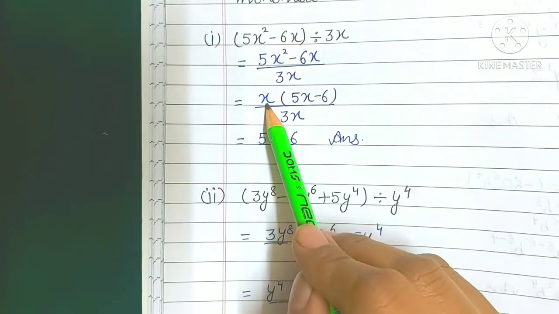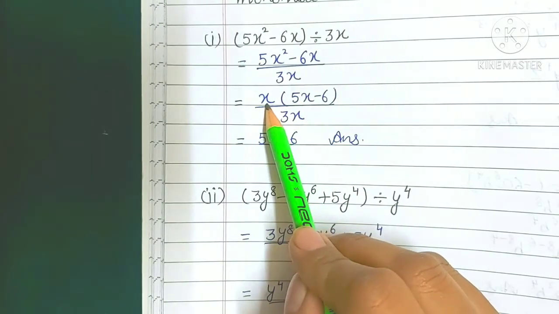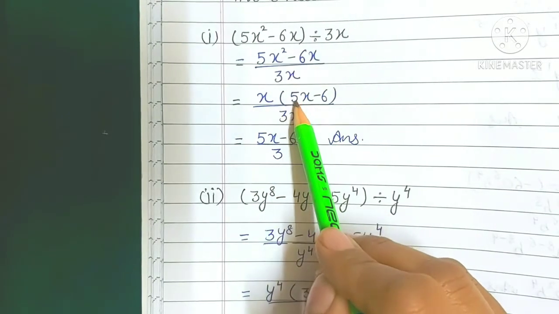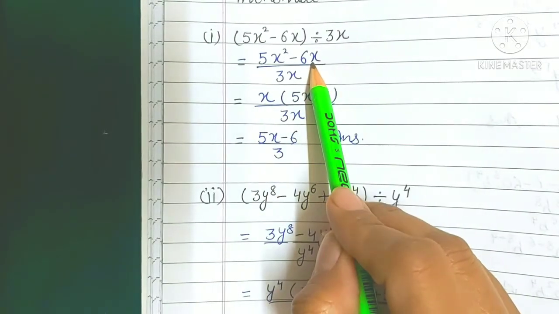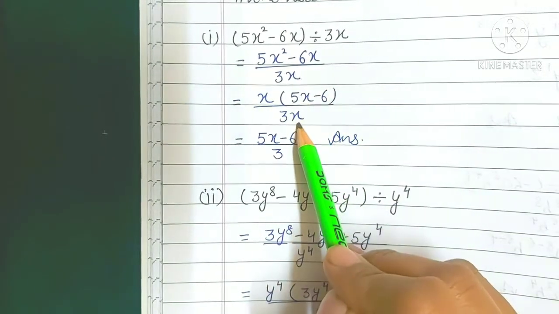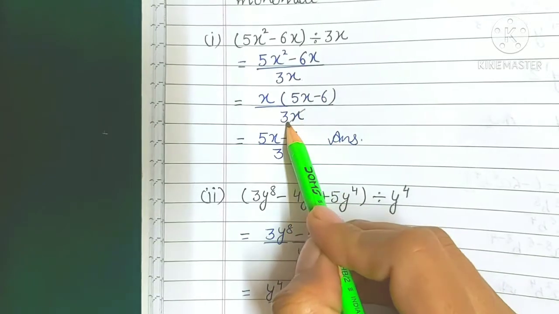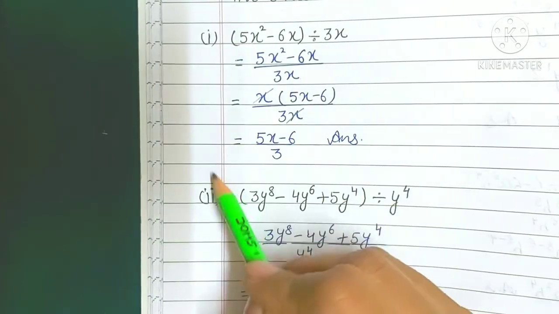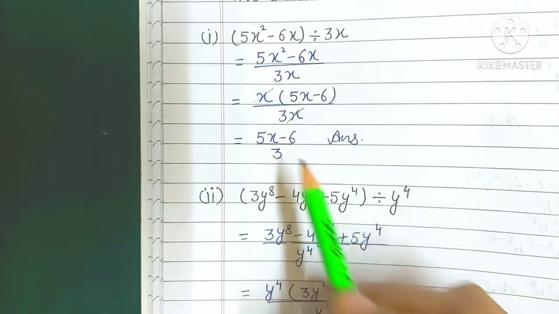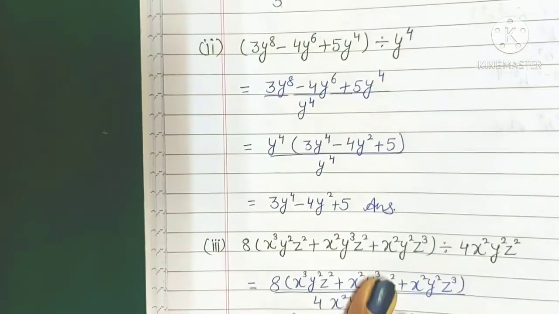We can take x common from the numerator. If I take x common from 5x square, it will be 5x. If I take x common from this term, minus 6 will be left. In the denominator it is 3x, and we can cancel this x with this x. What is left? 5x minus 6 upon 3. That is the answer.